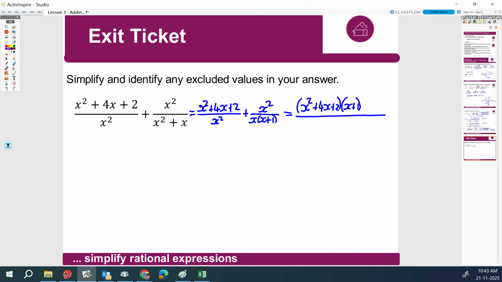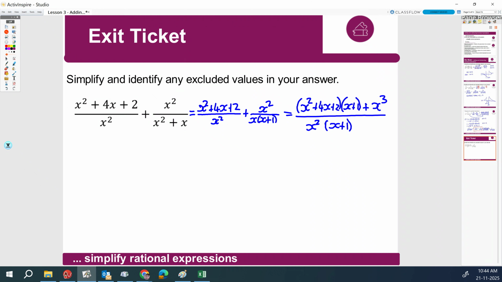Our denominator is going to be x squared, bracket x plus 1. So our second term here, we need to multiply top and bottom by x. So this is going to be plus x. Why not x squared? Because you have to make it the common denominator. So the first fraction, I'm multiplying top and bottom by x plus 1. The second fraction, I'm multiplying top and bottom by x. I get x squared, x plus 1.